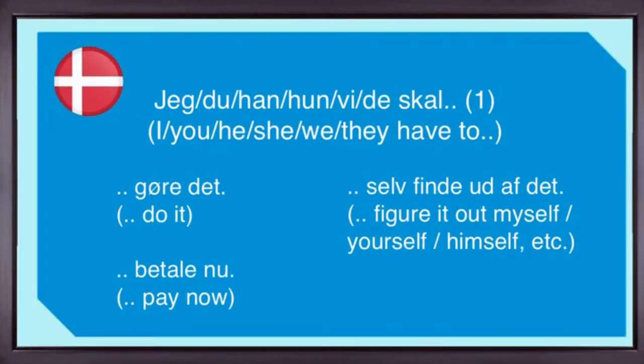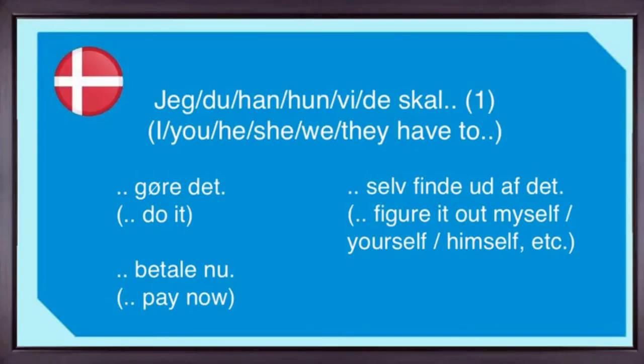Then you have skal. Skal is like have to. So, jeg, du, han, hun, vi, de. That's the last time I do it. Skal. Have to. Okay. So, gør det. Have to do it. Do it. Do it! I couldn't resist.